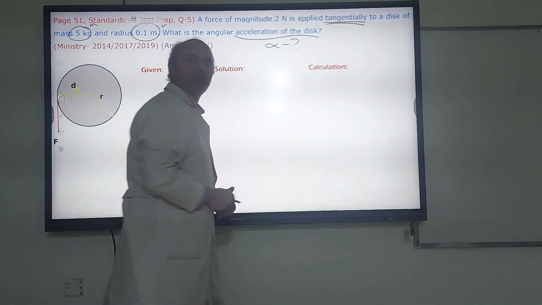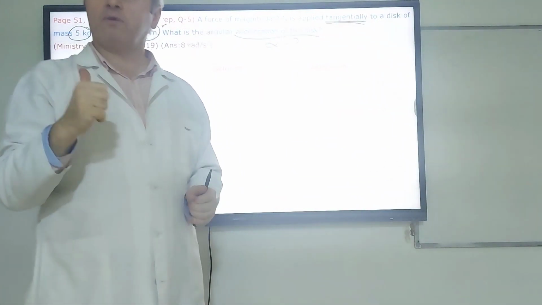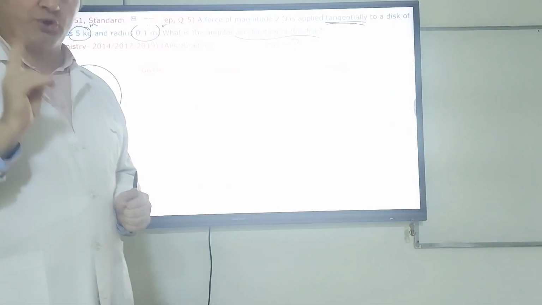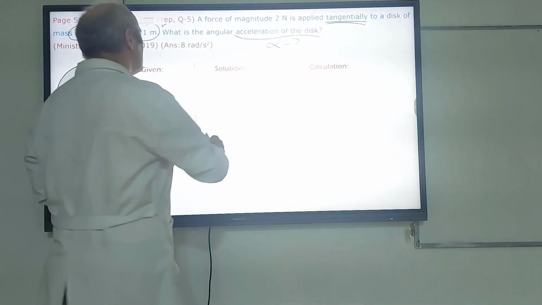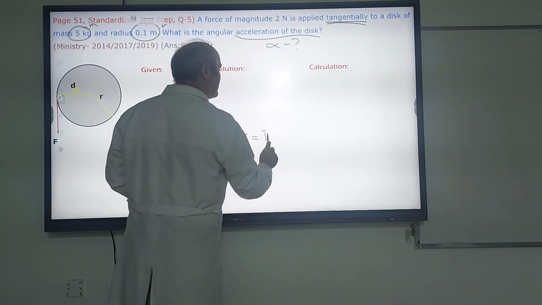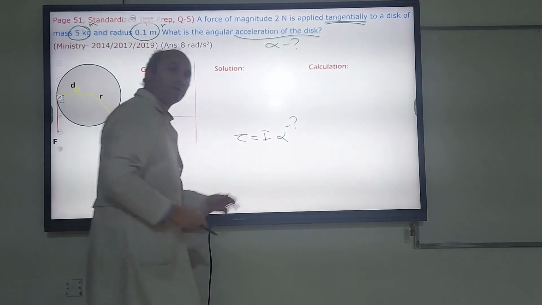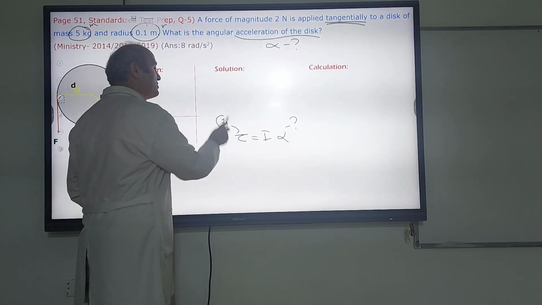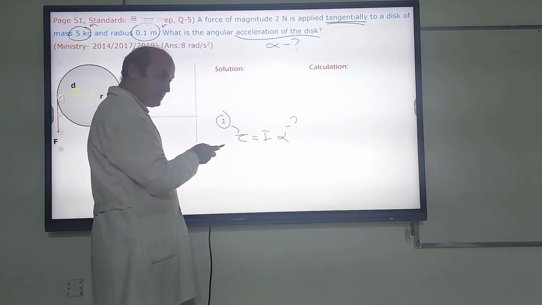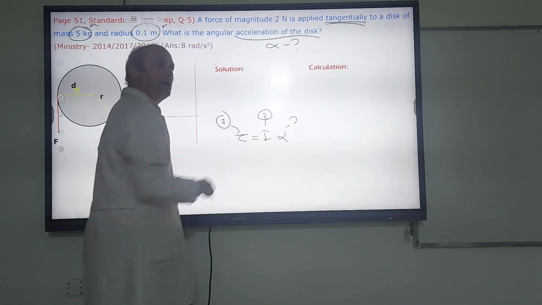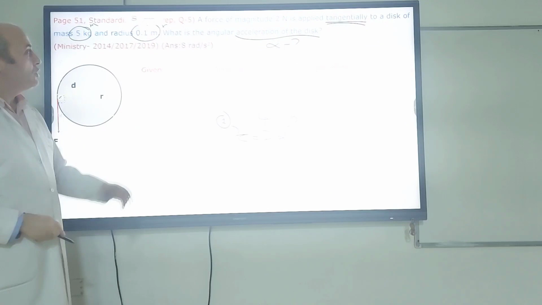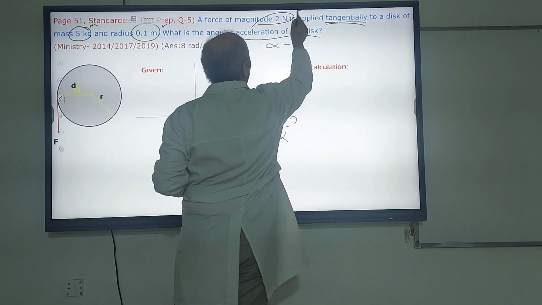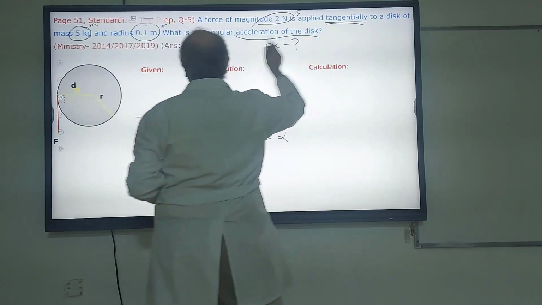So, angular acceleration depends on 2 factors. One of them is how big the moment of inertia is. The second one is how big your torque is. So, torque is equal to I times alpha. To calculate angular acceleration, I need to know how much the torque is. I have to calculate this first. The second one is I need to know how much the moment of inertia is. Torque can be calculated because this force is 2 Newton and applied tangentially to the disc.